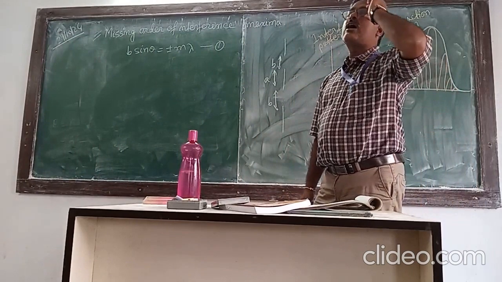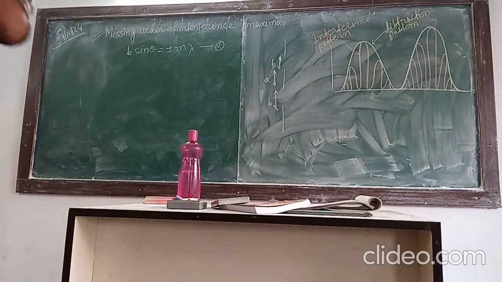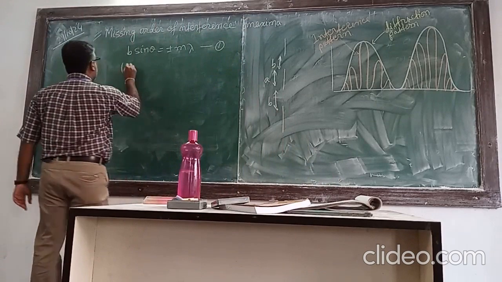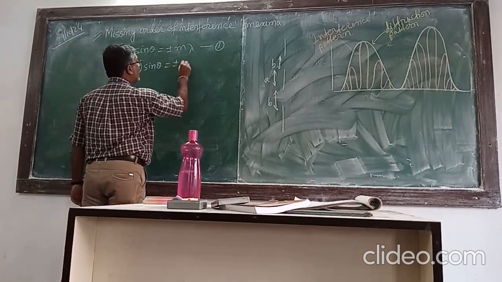But according to the condition of interference maxima, what is the condition for interference maxima? (a plus b) sin theta equals plus or minus n lambda.